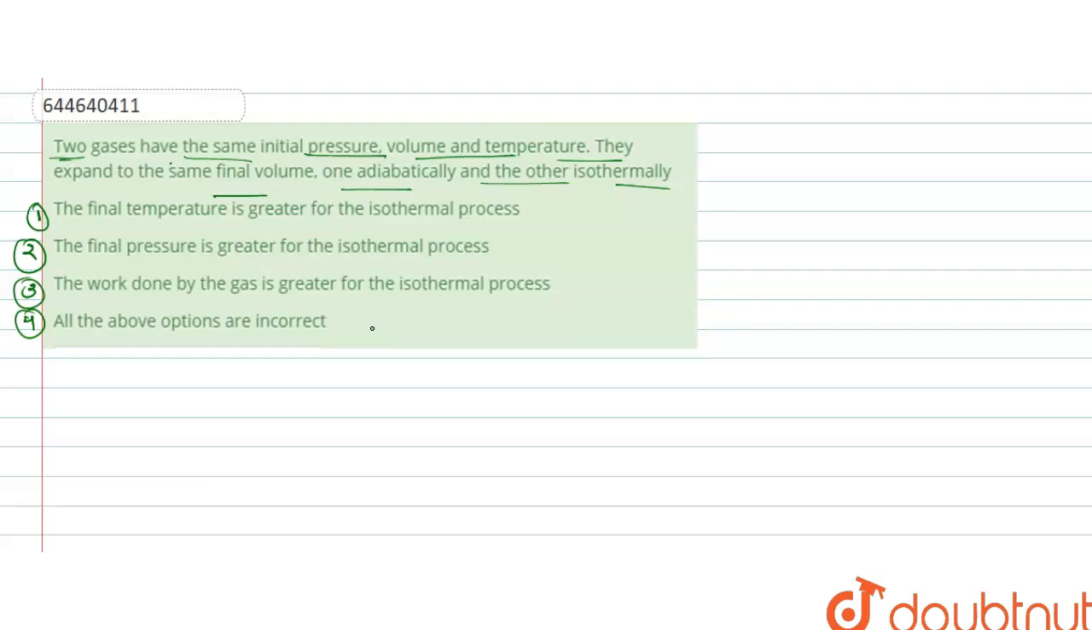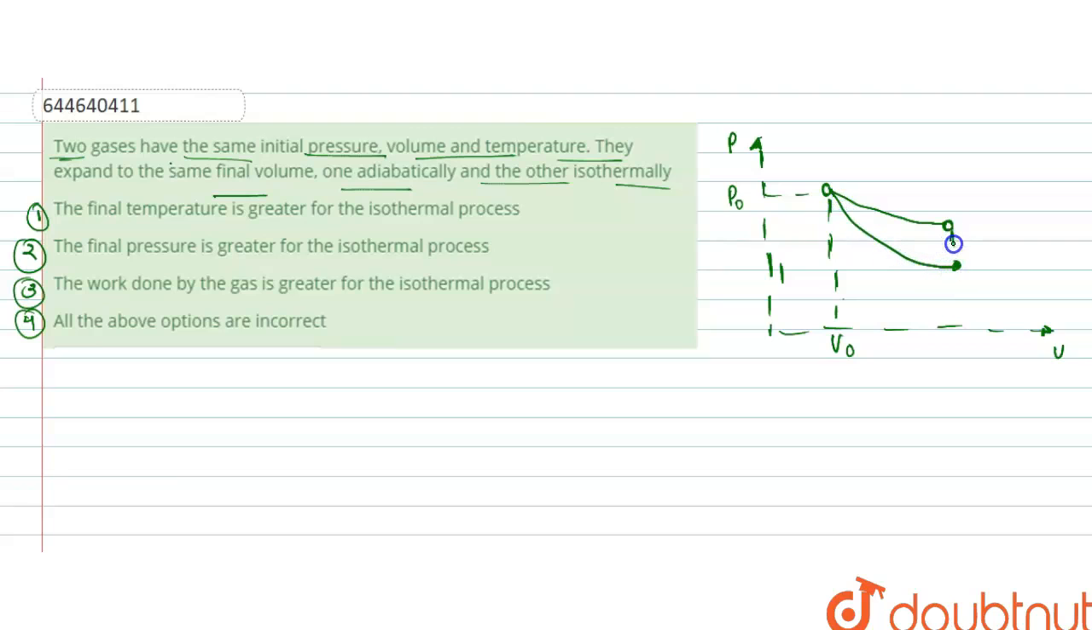So firstly we draw a diagram for this. We have the pressure axis and the volume axis. Initially they have the same volume, suppose V0, and the same pressure, P0. The isothermal process graph is represented like that, and the adiabatic is like that.